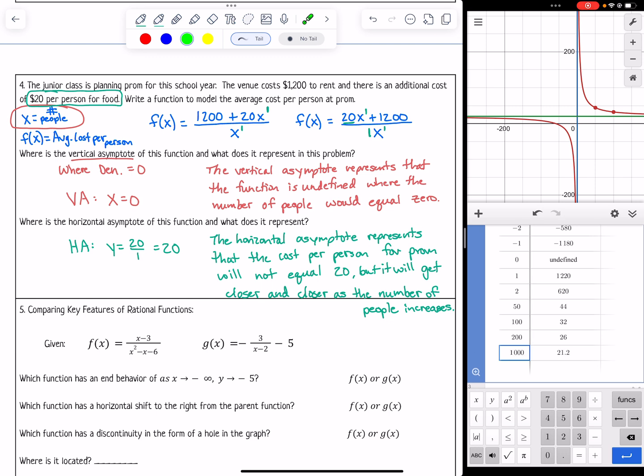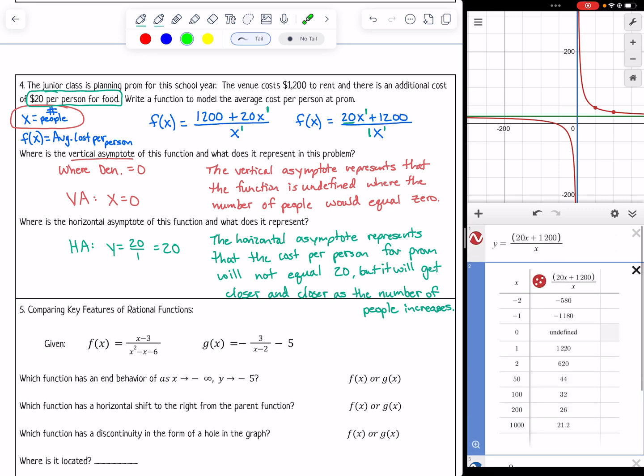Notice it's getting closer and closer to 20, but no matter what number you put, it should never equal 20 because you've got to divide up the 1,200. So it's always going to be at least some fraction of that number included. Okay, so with Desmos out, let's look at number 5.